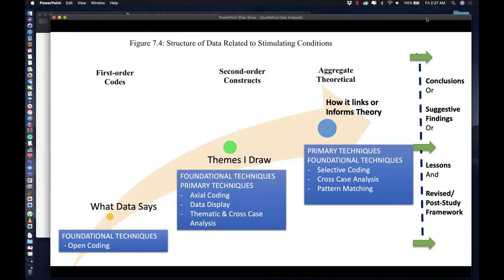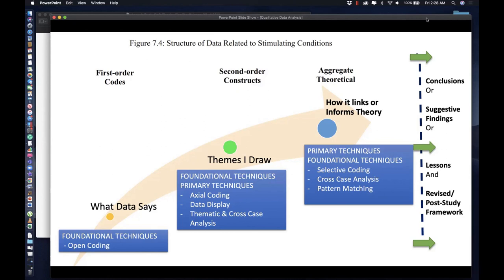So that will link me to my second order of constructs. The first order is to look into the coding and draw out the codes. Then I can go to the second level where I draw out the themes to define the constructs at that stage. Then I go to the final one, where I try to link what I found earlier with theory and how it informs theory. So in here, I have all the dimensions: the primary techniques, the foundational techniques, and the selective coding, cross-case analysis, and pattern matching, all being discussed at that final level.